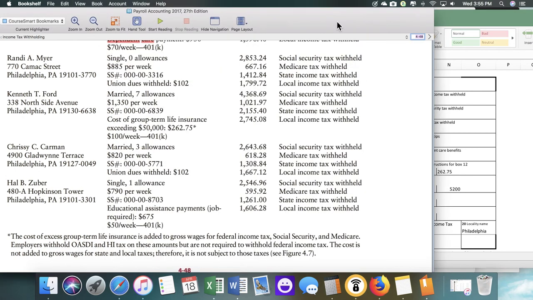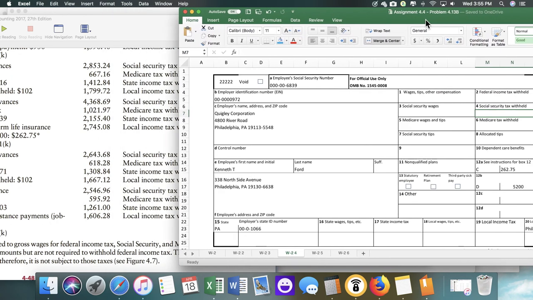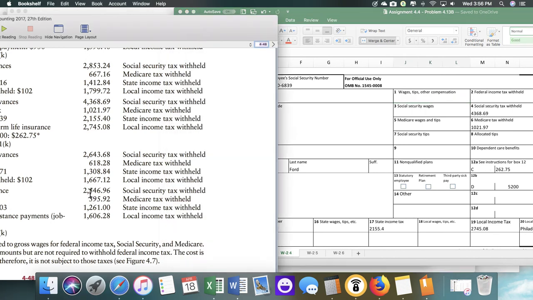We know his tax amounts. Social Security tax is 4368.69. Medicare is 1021.97. State income tax is 2155.40. Local income tax is 2745.08. So now we have to calculate his actual pay.